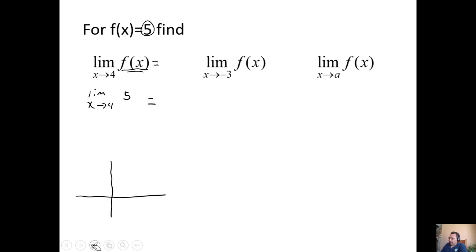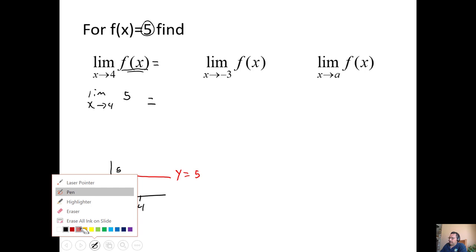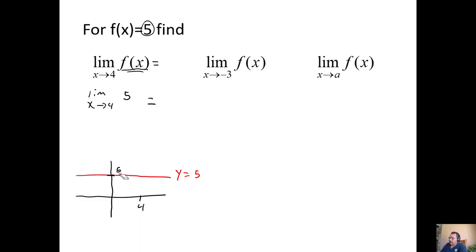The function f of x equals 5 is a horizontal line. You should know that from pre-calculus. Same thing as y equals 5. f of x is another way of writing y. And it crosses the y-axis right here at a y value of 5. And so 4 is right here. And what I'm really asking is, if I were walking on this graph, getting closer and closer to an x value of 4, what is my y value tending to? Well, since my y value is always 5, that's the graph I'm on, y equals 5, kind of makes sense that the answer should be 5.